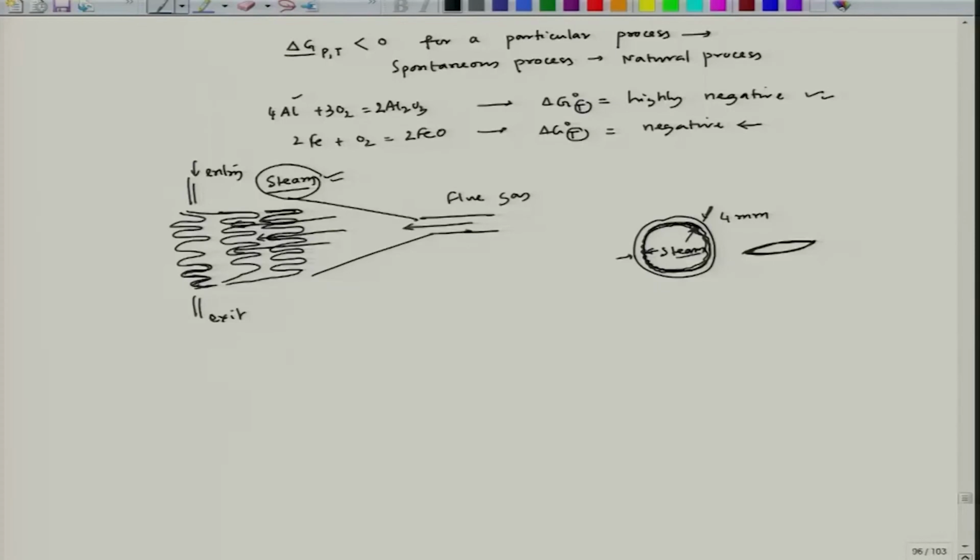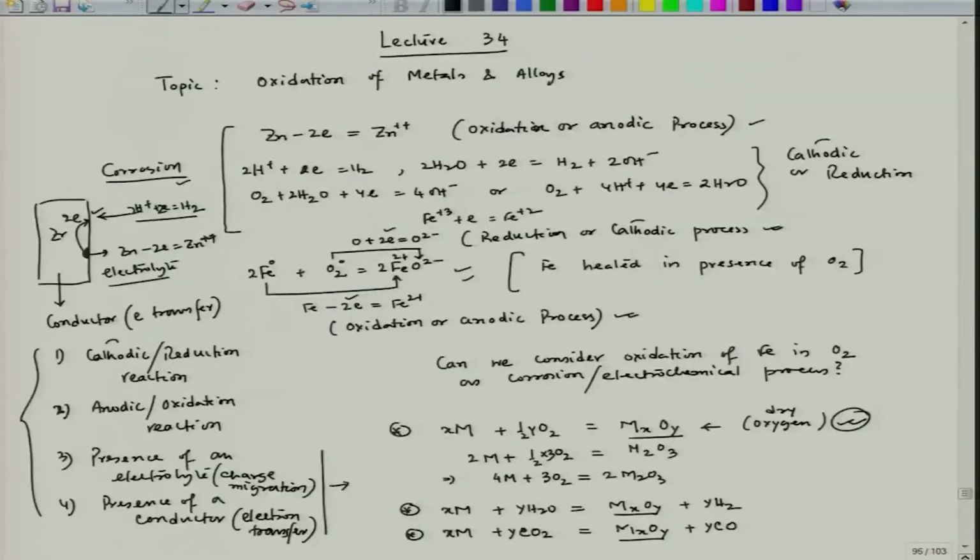For example, if you have to select a material for high temperature, you have to have the oxidation properties of that particular metal. So, that way oxidation is an important aspect to analyze.